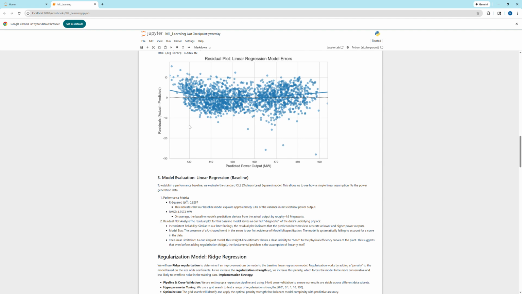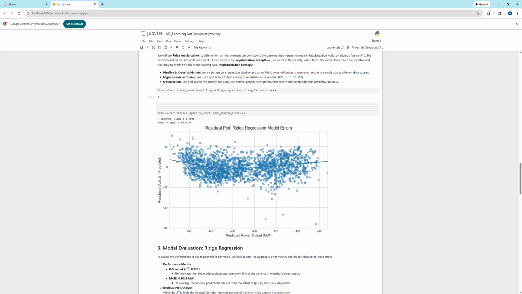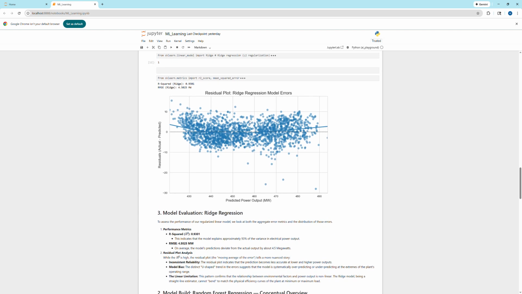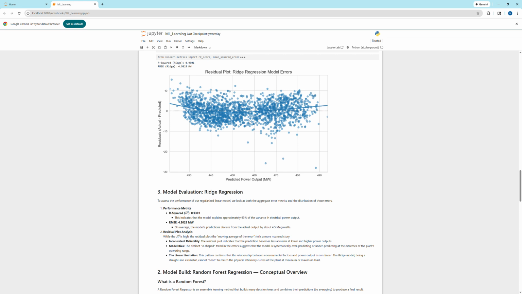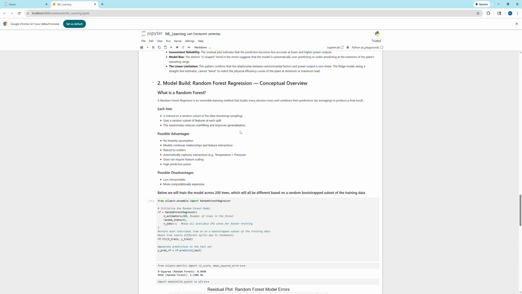We applied ridge regression, and we looked at regularization strengths of 0.01, 0.1, 1, 10, and 100, and ran our same analysis. And we see a very similar result. R-squared 0.93, root mean squared error 4.5. So we're about 93% of the variance explained. And on average, the model's predictions deviate from the actual output by about 4.5 megawatts. We still see at the low end of the predicted power output and the high end of the predicted power output inconsistent reliability.